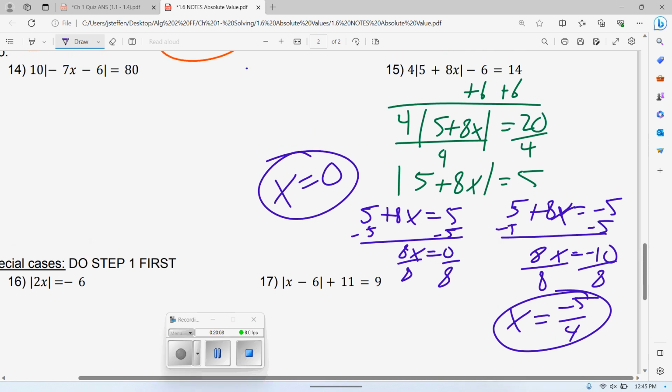All right, my answer up there. Again, with this one, it's a little bit longer because you have essentially a two-step equation before you can get to doing the absolute value. And then once you get the absolute value, you separate into two equations.